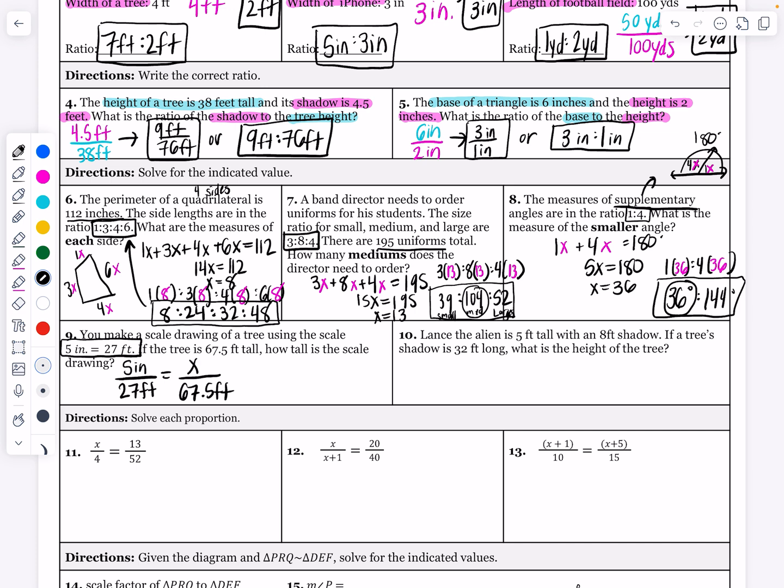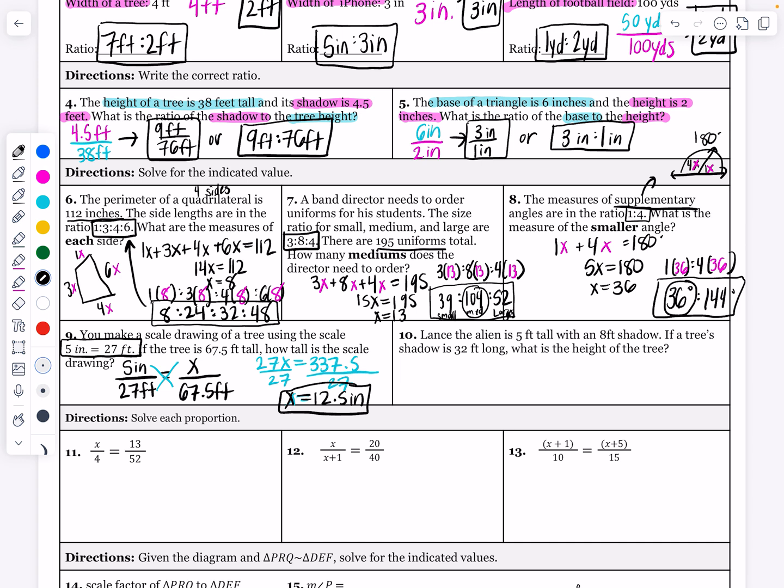So we want to know what is the scale. I'm going to put an x here, and then we are just going to cross multiply. So that is going to be 27x is equal to 67.5 times 5. 67.5 times 5 gives me 337.5, and then I'm going to divide by 27 on both sides. When I do that, I get how tall the scale is. So I divide by 27, and that gives me 12.5. Now make sure you include your units. That's going to be 12.5 inches. 12.5 inches represents 67.5 feet. So the scale drawing is going to only be 12.5 inches tall.